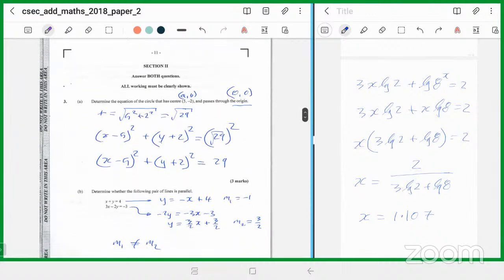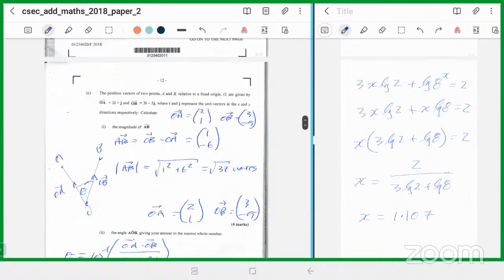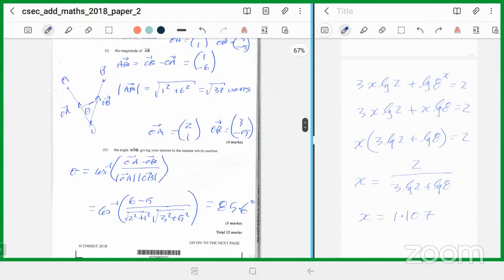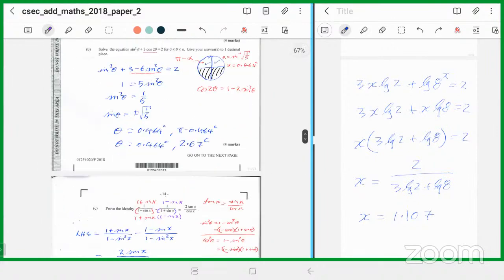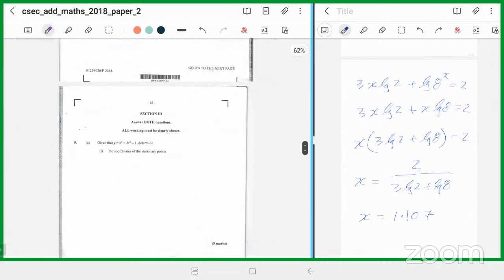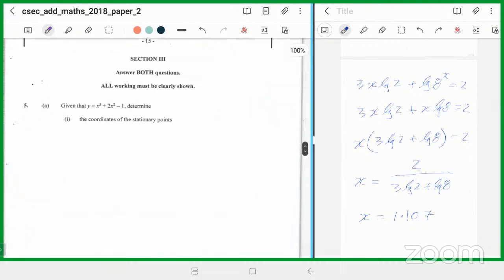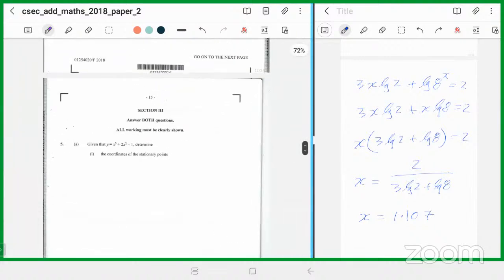All right, so we'll finish and we'll see all these papers, every question. I want to finish all the questions. So we have the module to do tomorrow, differentiation and integration and so on. All right, let's go to 2017.